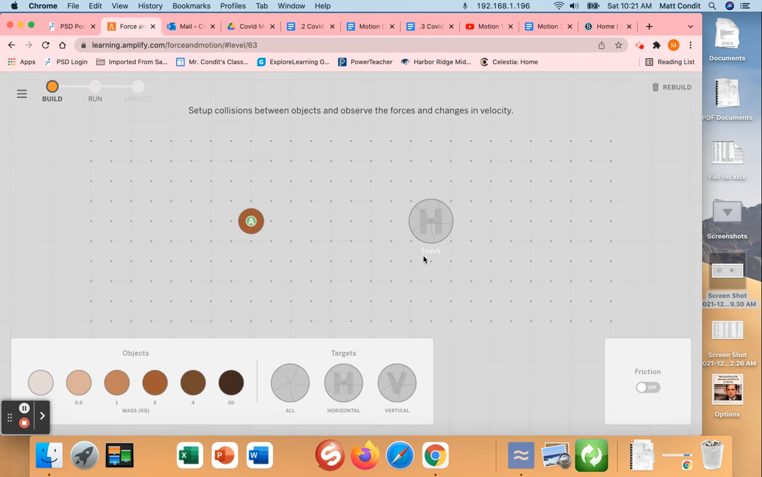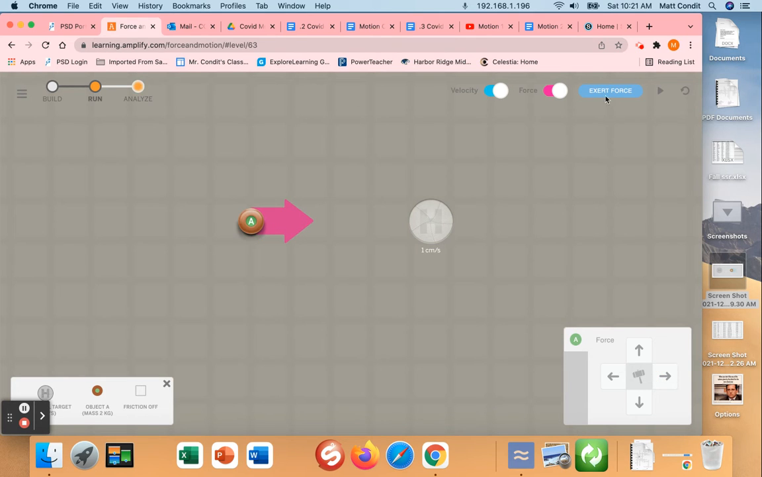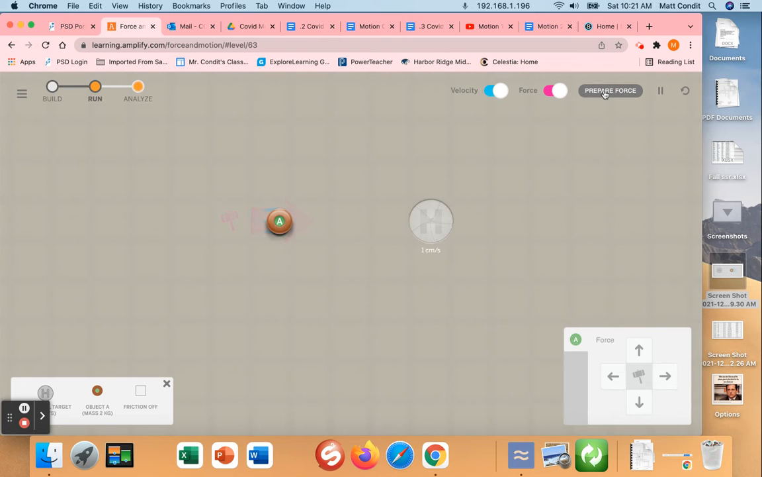So a positive number like this means it wants to be hit by an object going to the right, because positive always means going to the right. And if I do it correctly, the target will eat it up or swallow the object. If I do it incorrectly, the object will just keep moving right past that. So I'm going to go ahead and run this. I'm going to prepare a force, and I'll hit this with 2 clicks, and it'll move since we applied a force.